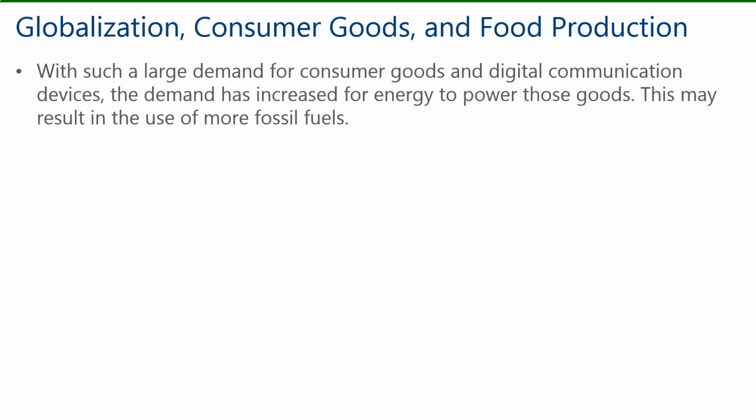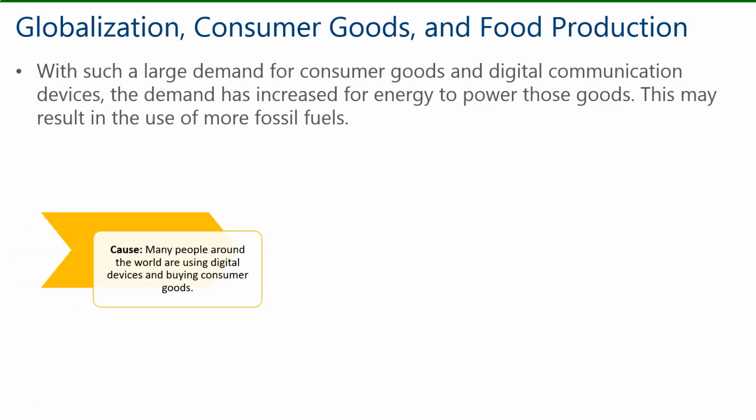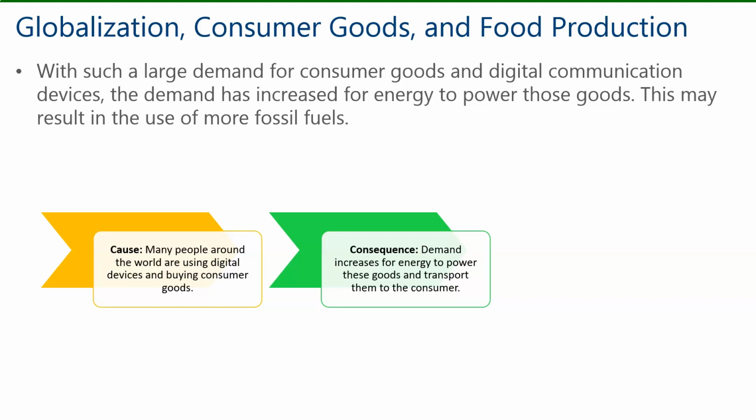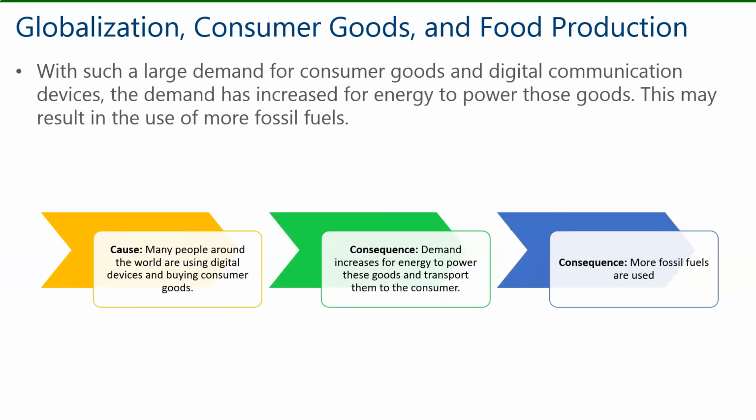So let's talk about some causes and consequences, which we talked about earlier in the section. So here's a cause. Many people around the world are using digital devices and buying consumer goods. Okay? Here's a consequence. Demand increases for energy to power those goods and transport them to the consumer, which therefore makes another consequence that more fossil fuels are used, which affects sustainability.